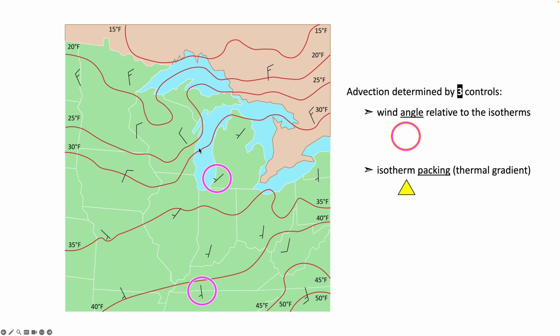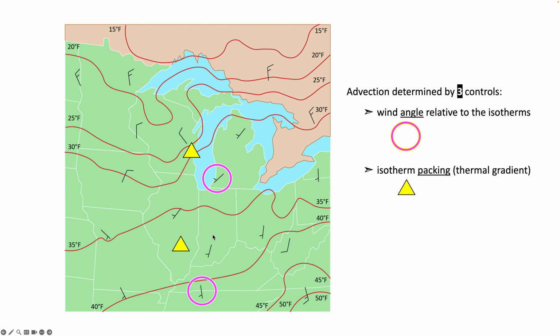And just like with the pressure gradient, where the pressure gradient increases as the isobar packing increases, the thermal gradient also increases as the isothermal pattern is packed. What that basically means is that where we have our isotherms really close together, the temperature is changing quickly over distance. And so if the wind is blowing into our isotherms as we have here, that's going to result in a very quick transport of colder air towards the south in this example. So advection increases when our isothermal packing or our thermal gradient increases.